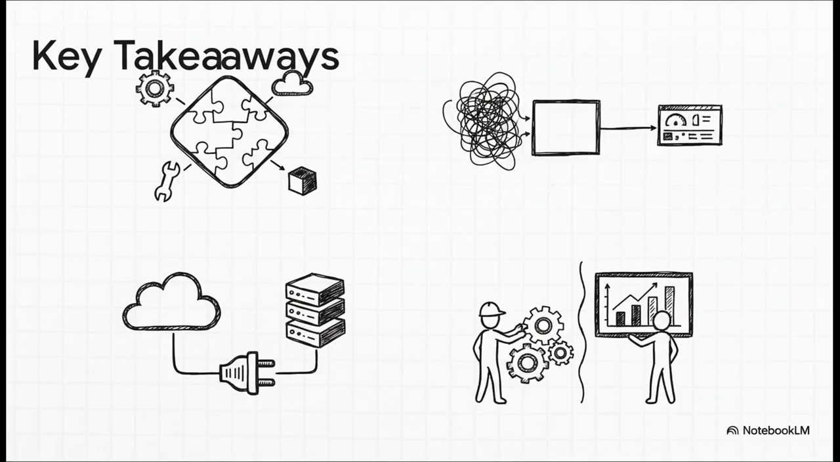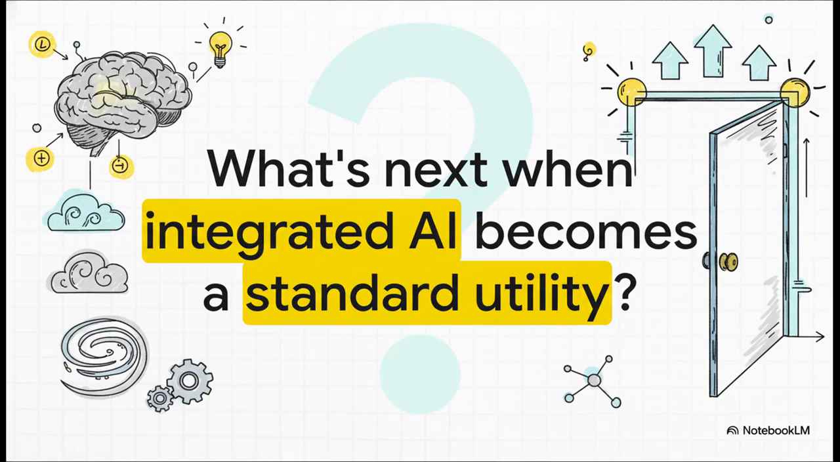And finally, and this might be the most important part, this whole structure creates a clear separation of roles. The builders can stay in the engine room and focus on making amazing models, while the managers can use the control panel to oversee everything without getting lost in the code. And that leaves us with one last big thought to chew on. As these powerful, integrated AI platforms become as normal in a business as email or accounting software, what happens next? What new challenges will pop up when AI is just everywhere? And maybe more exciting, what incredible new opportunities are going to be unlocked? Now that's something to think about.